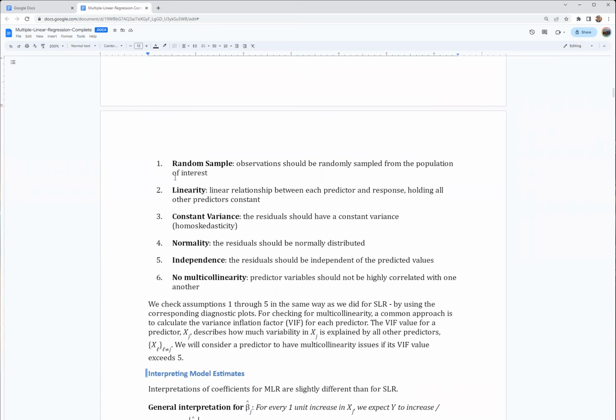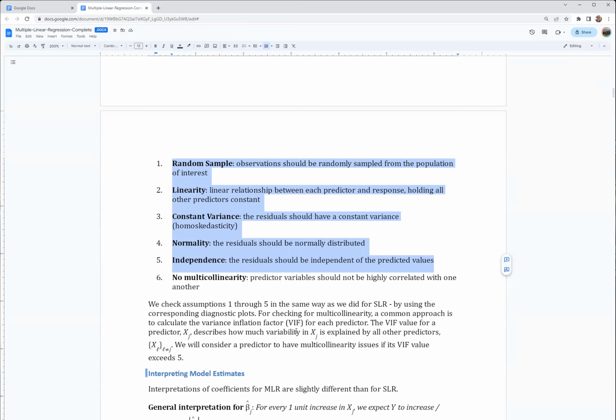So we check assumptions 1 through 5 the same as we did for our simple linear regression. But now we also have this multicollinearity assumption we need to check. And the most common way this is checked is using what's called the variance inflation factor. It's a measure of how correlated the predictor variables are with each other. It's actually based on the R squared.